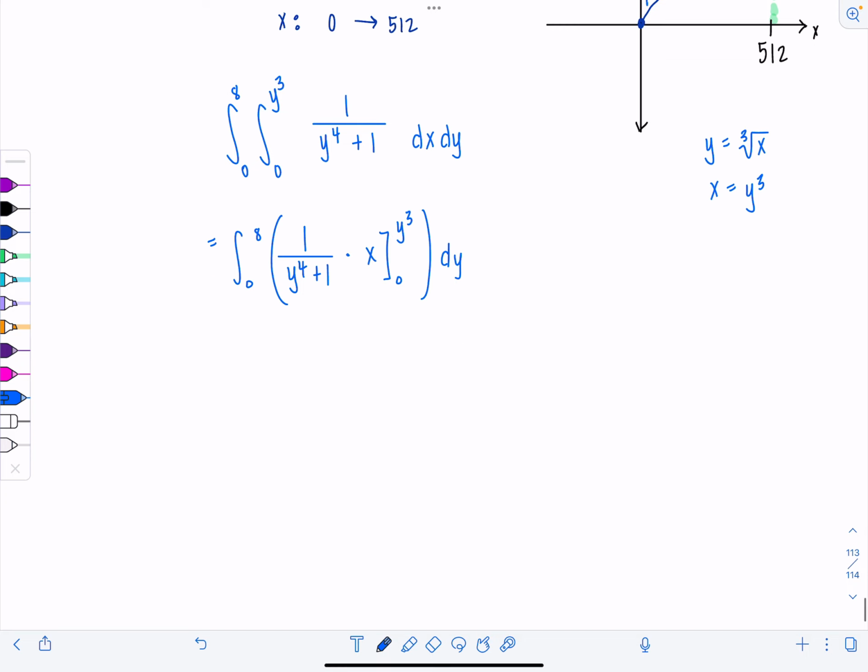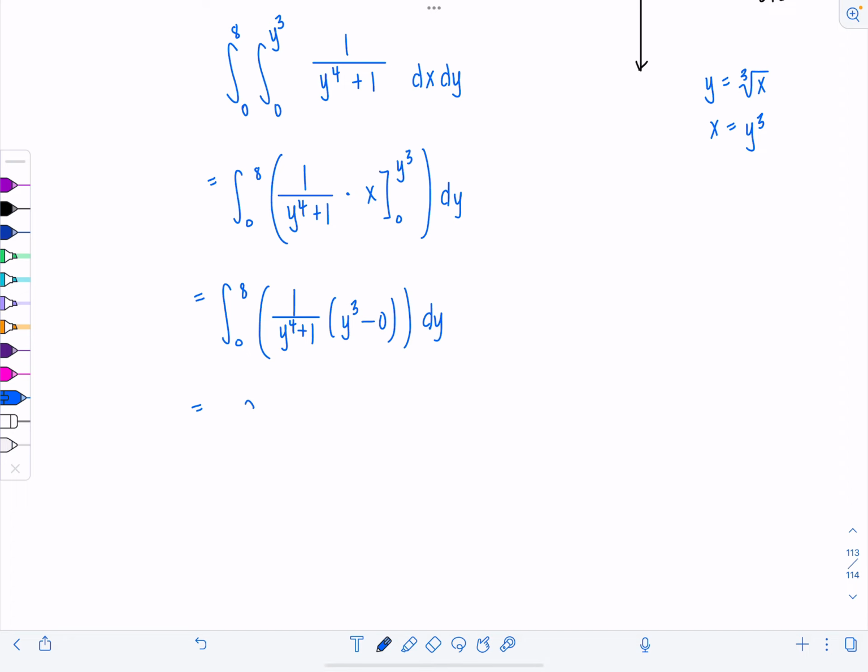Okay. So this is going to be the integral from 0 to 8 of 1 over y to the fourth plus 1 times y cubed minus 0. I'm just plugging in y cubed for x, and then we have dy. This looks just terrible, so let's rewrite it so it's more friendly. 0 to 8, y cubed over y to the 4th plus 1 dy.